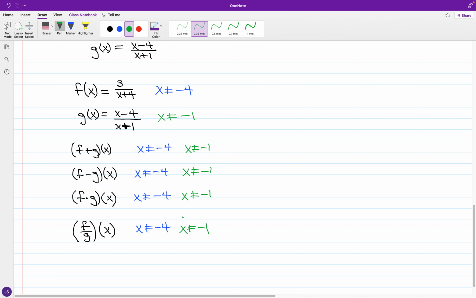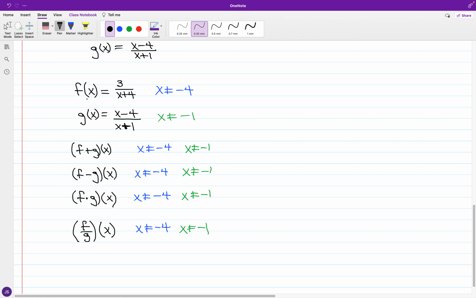Okay. So again, for the sum, difference, and product functions, their domain will be defined solely by the restrictions combined from the individual functions involved. Whereas with the quotient function, there could still be more added to the story.